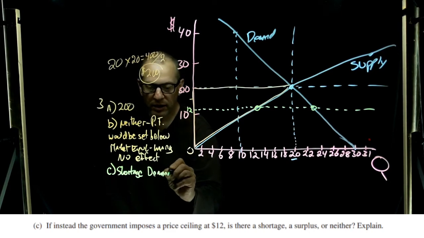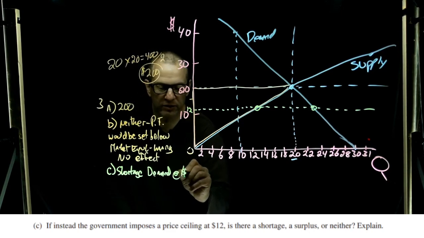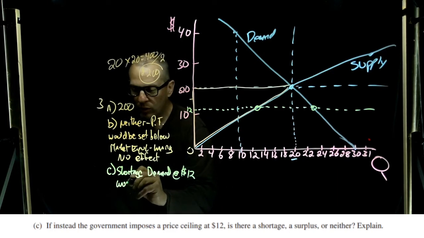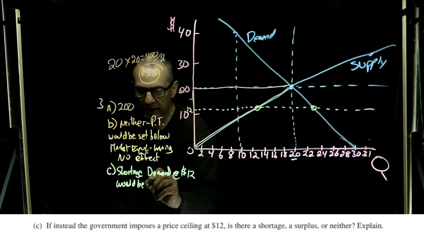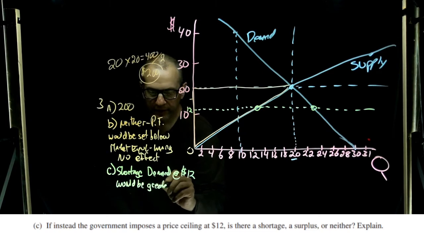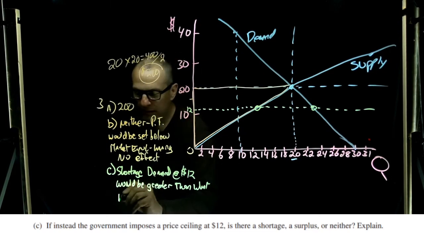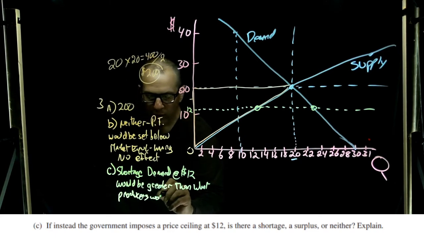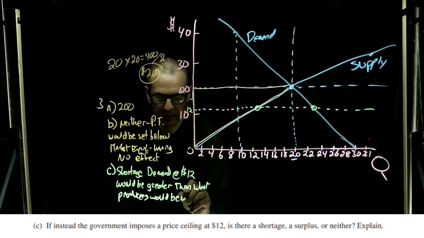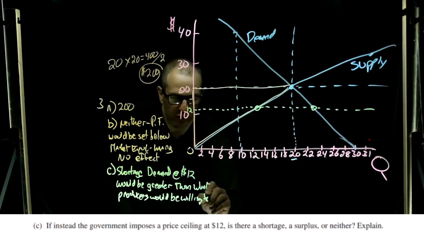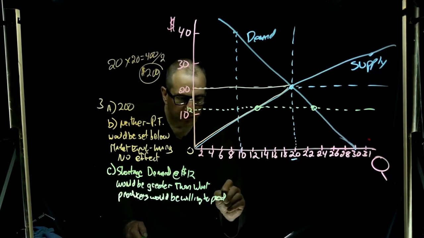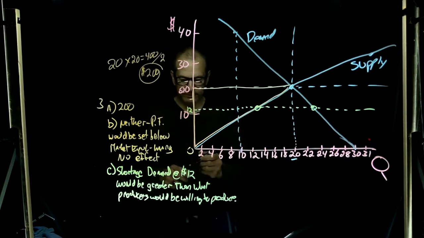Demand at $12 would be greater than what producers would be willing to produce. Produce, okay?